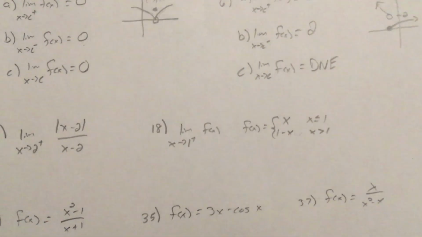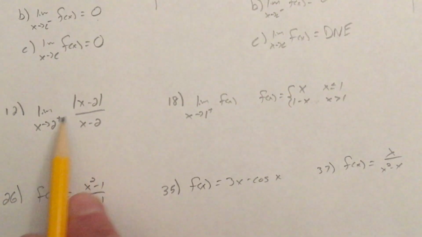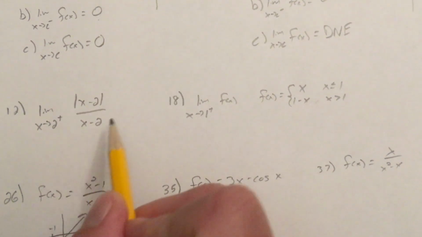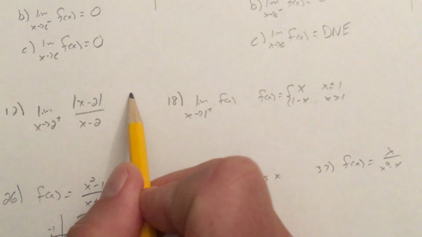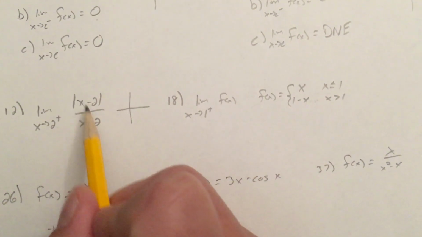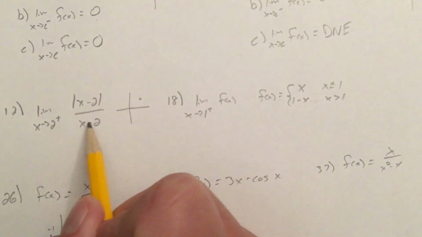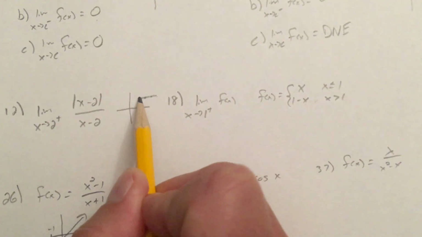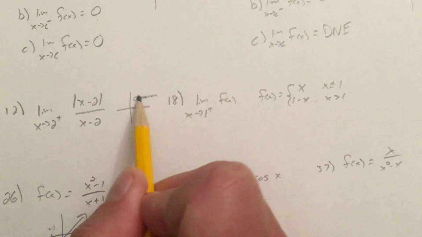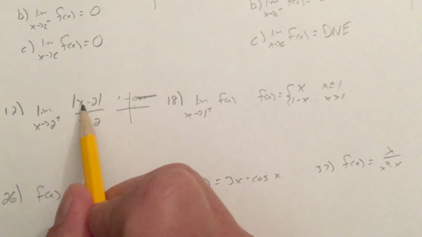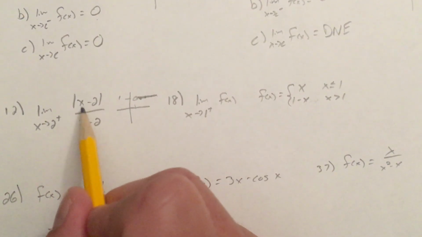Right. For number 12, we're asking what's going on as we approach 2 from the right side. So if we had a graph of this, or if we just plot some points, if I put 3 in, I'm going to get 1 over 1. So I get 1. If I put 4 in, I get 1. If I put 5 in, I get 1. Anything to the right of 2 is going to give me 1.